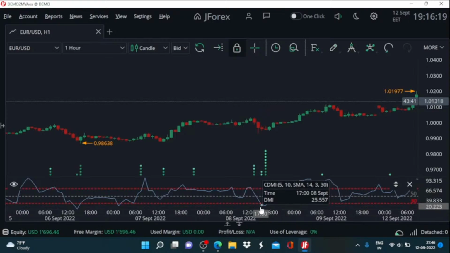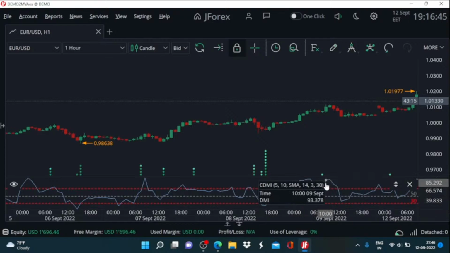And inversely, on the lower side, if we have the output of the CDMI below 30, then that is indicative of bearishness, extreme bearishness, in the underlying instrument. And here also we can look for some reversal to happen first, and after that, if we see that reversal sustaining, we can try to go for contra-trend trades as well.